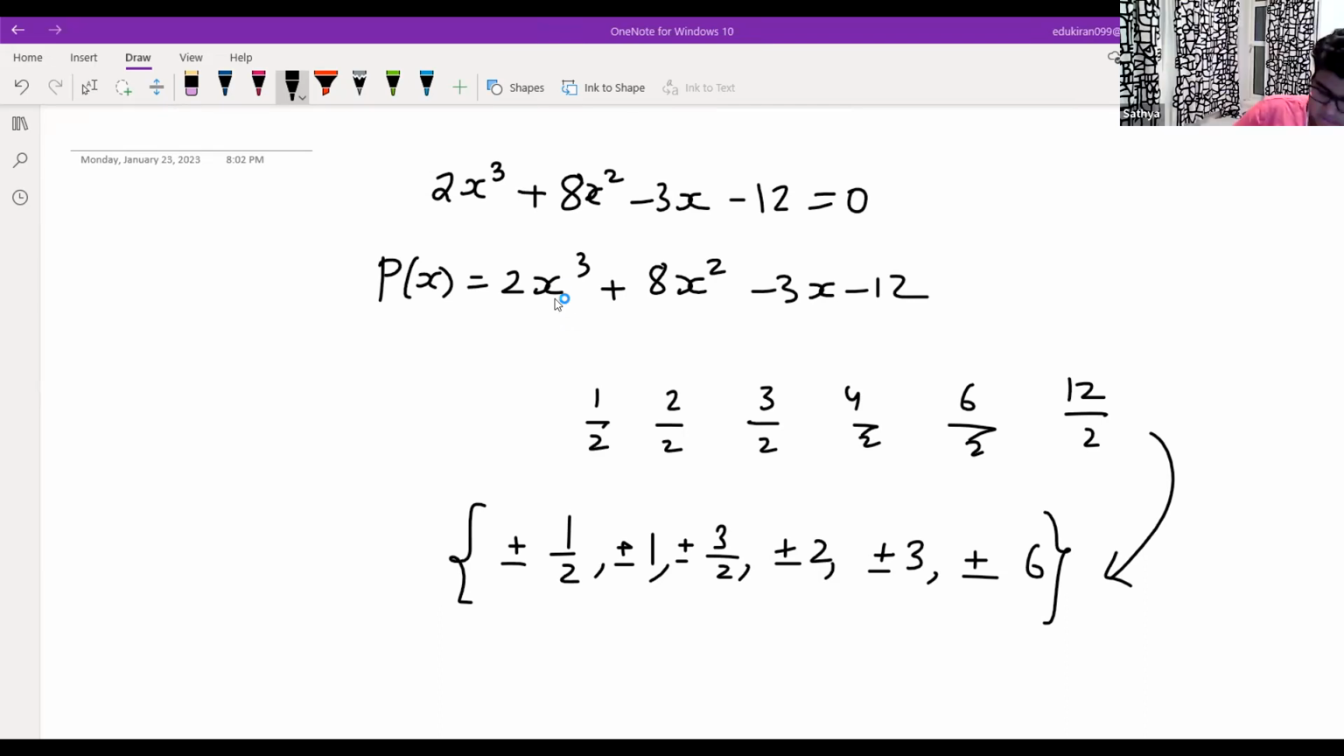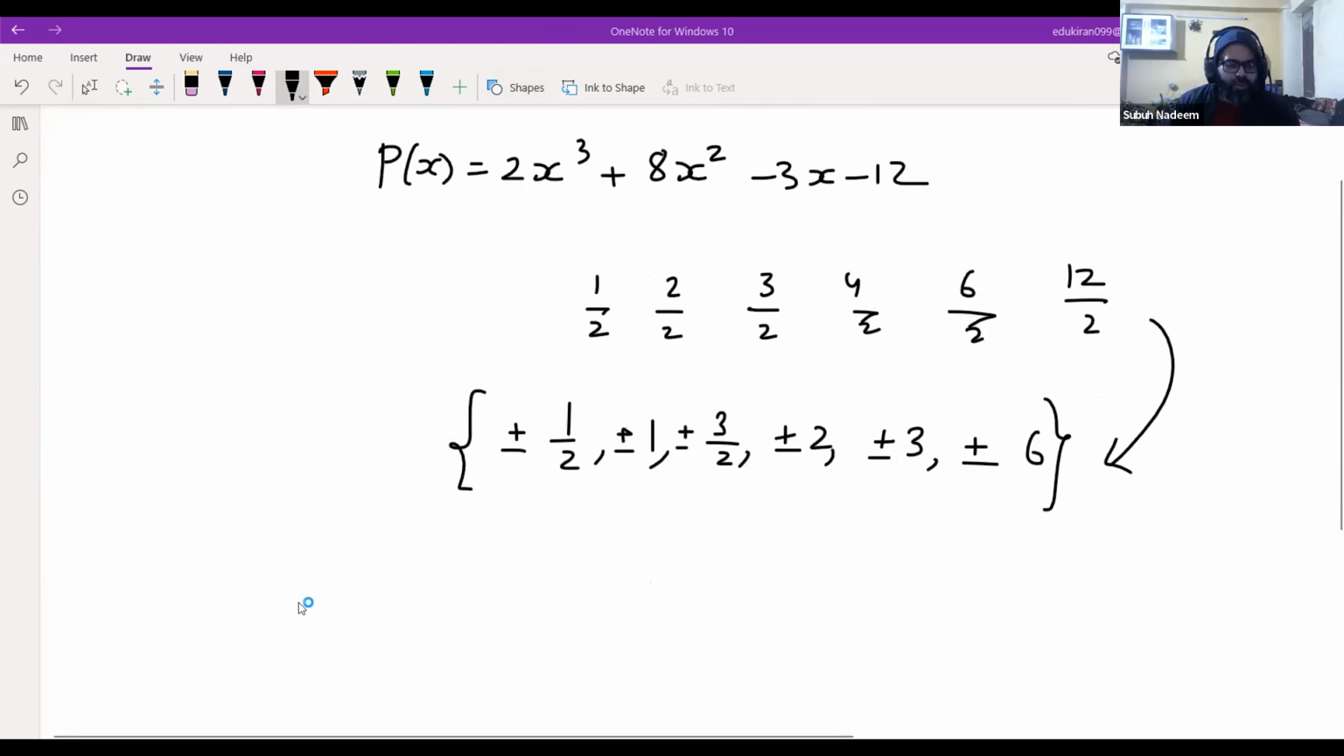I'm getting for P of 1 by 2 a value of 90 by 8. So that is not a root. Then we move on to the next one. Don't need to solve. You just see the idea over here. If you see P of 1 by 2, don't waste so much time. It will become 1 by 4. You can do that mentally.